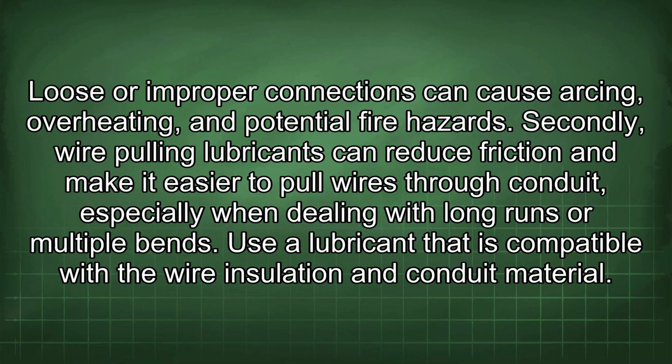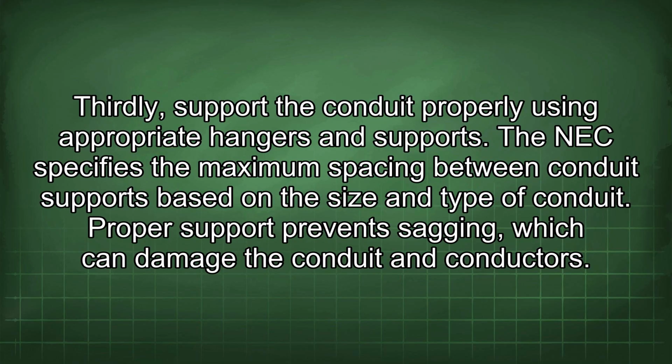Secondly, wire pulling lubricants can reduce friction and make it easier to pull wires through conduit, especially when dealing with long runs or multiple bends. Use a lubricant that is compatible with the wire insulation and conduit material. Thirdly, support the conduit properly using appropriate hangers and supports. The NEC specifies the maximum spacing between conduit supports based on the size and type of conduit. Proper support prevents sagging, which can damage the conduit and conductors.